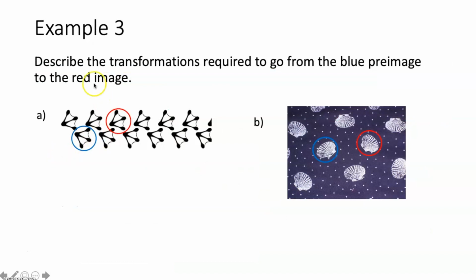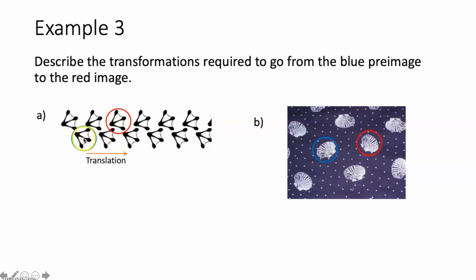Now, example 3 says describe the transformations required to go from the blue preimage to the red image. So here we have our blue preimage with this duck or frog footprint, and we're going to this red image of the same footprint. So how do I get from here to here? Well, clearly I have to slide this up. And to slide something up, that's called a translation. So I would require a translation to get up to this point.